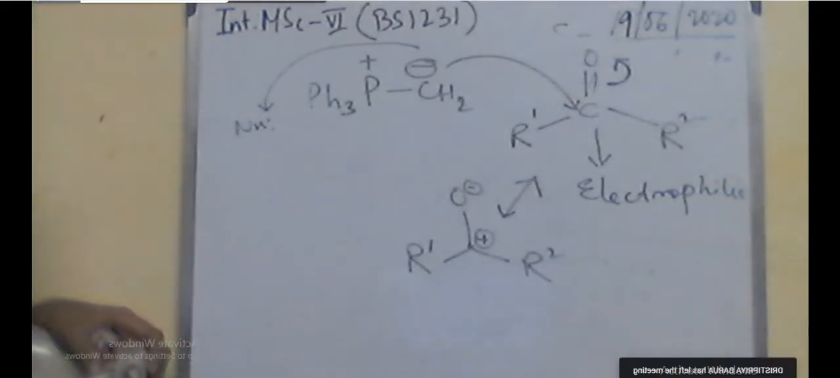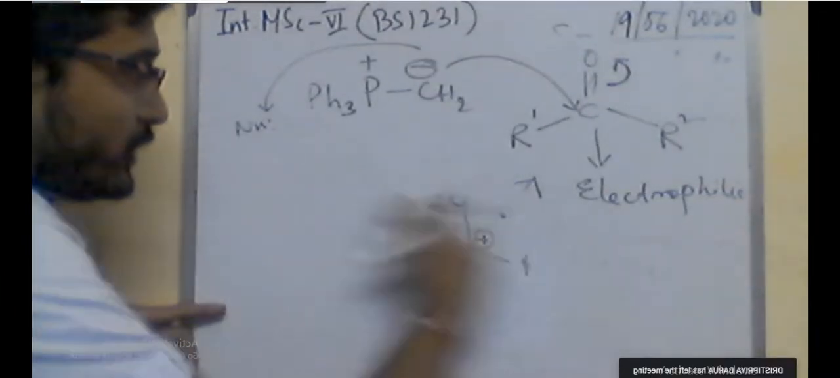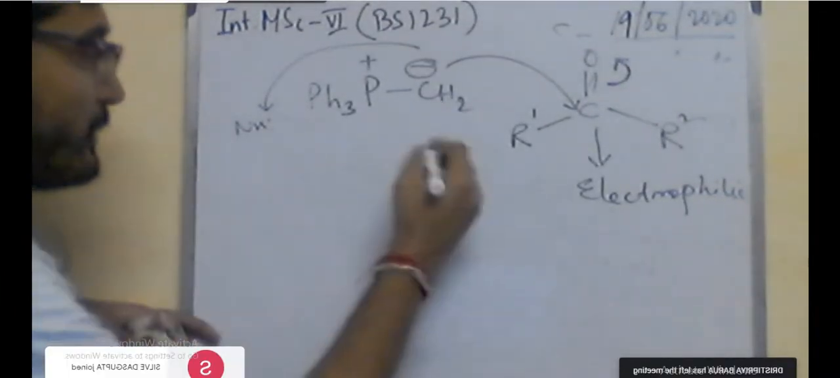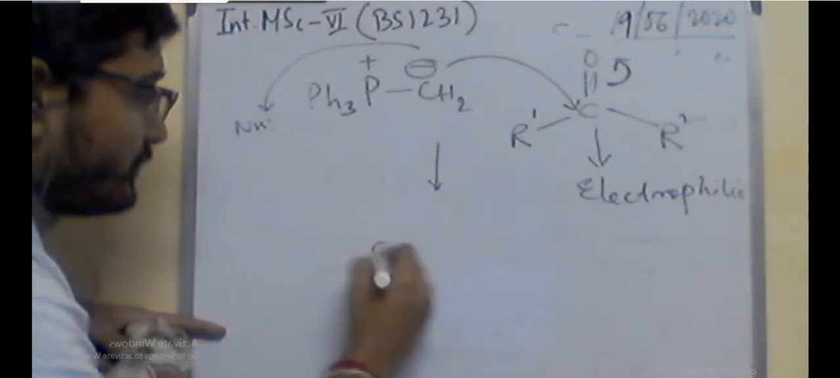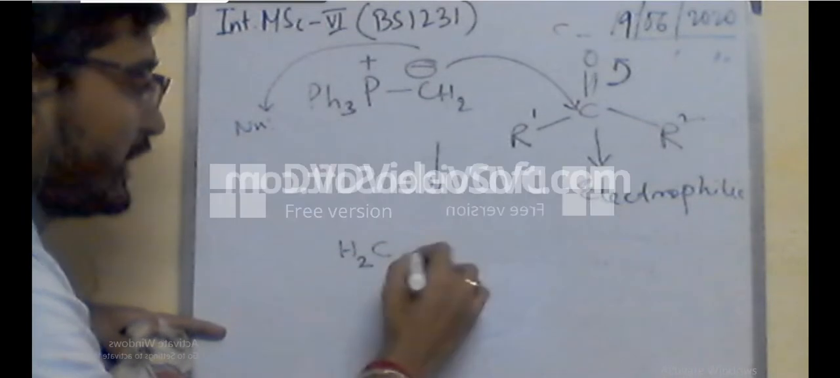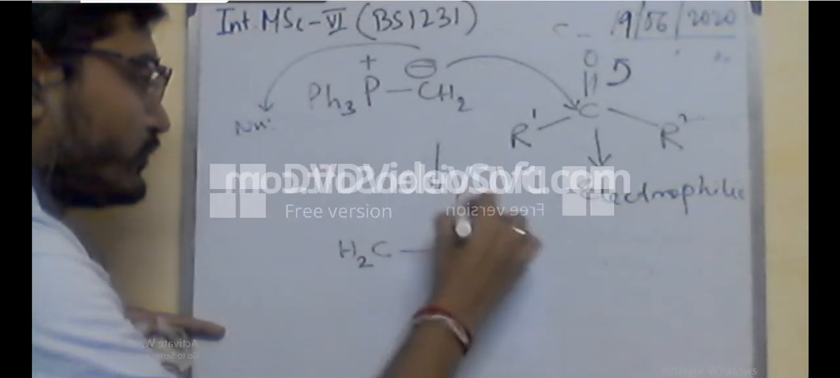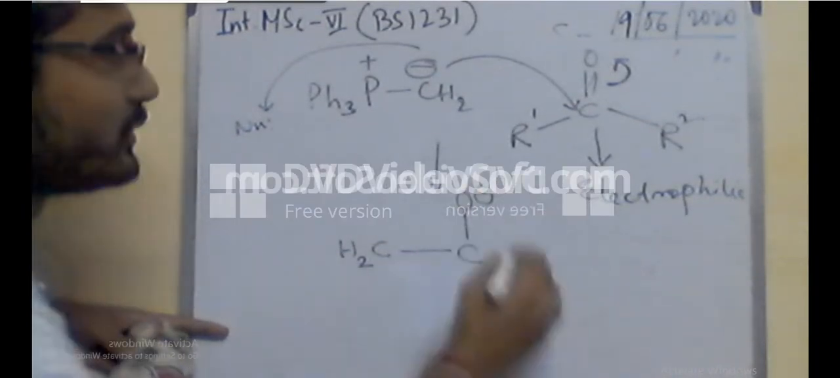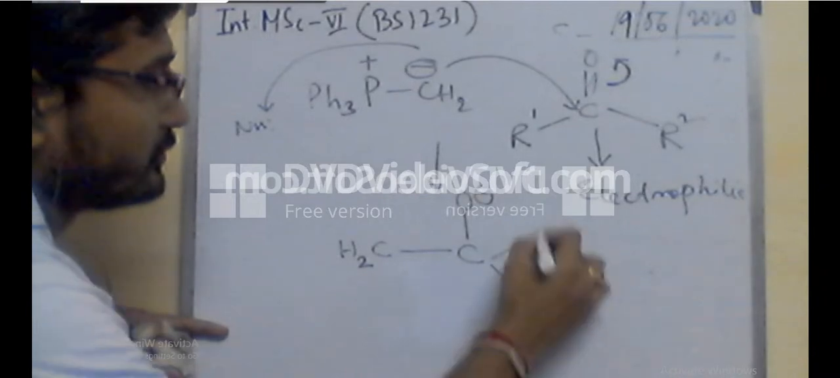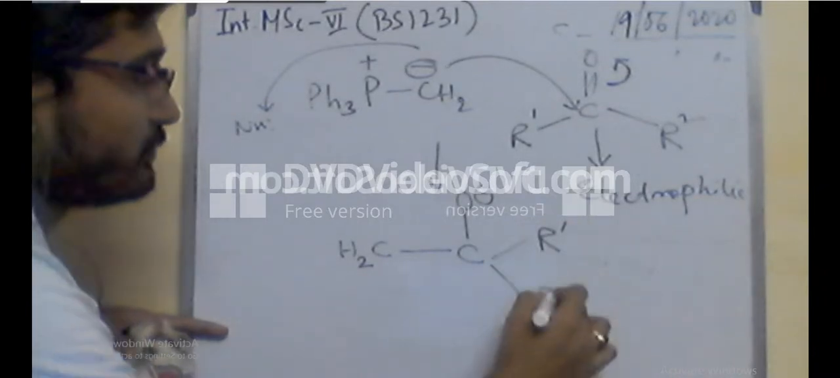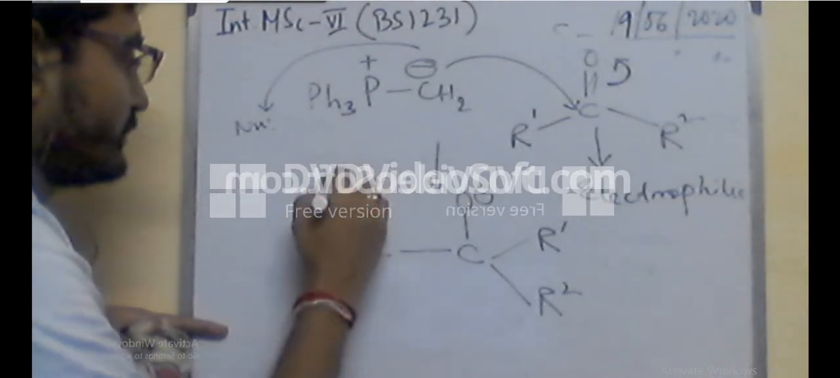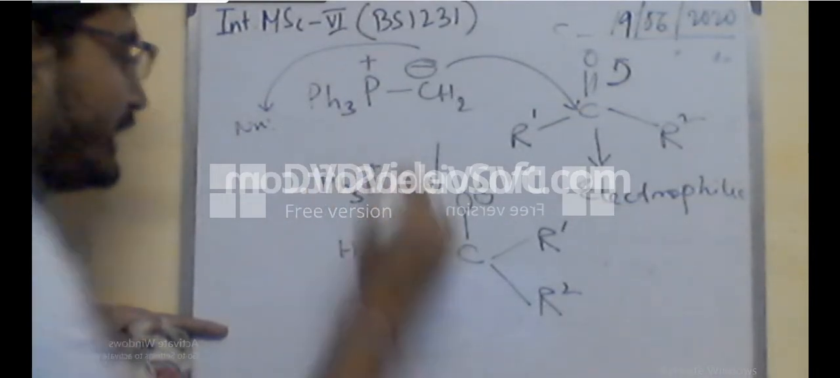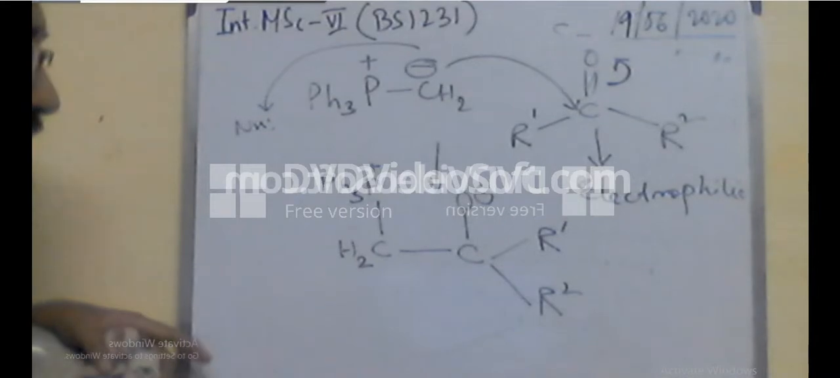So here you will get R prime, R2 C, CH2, with O minus and Ph3P plus. This intermediate is named the betaine.